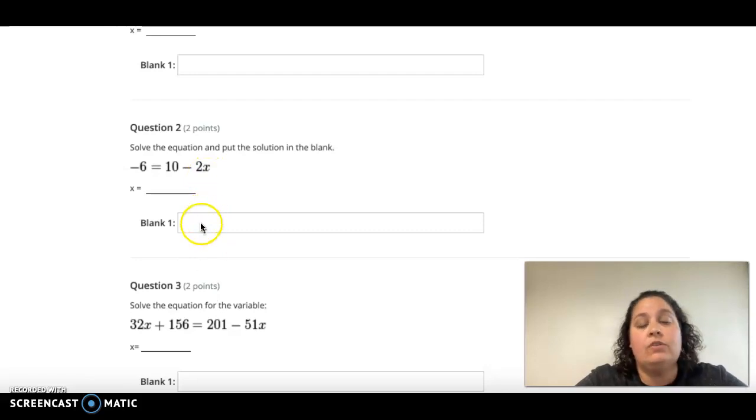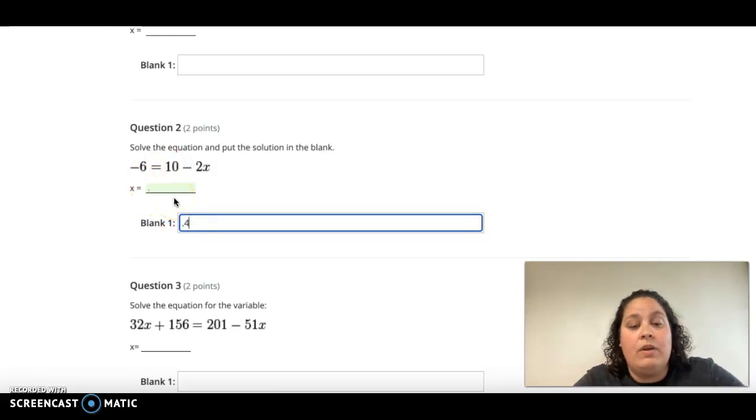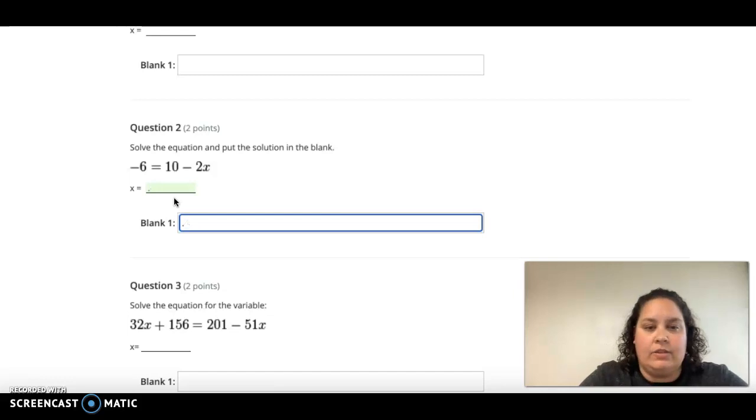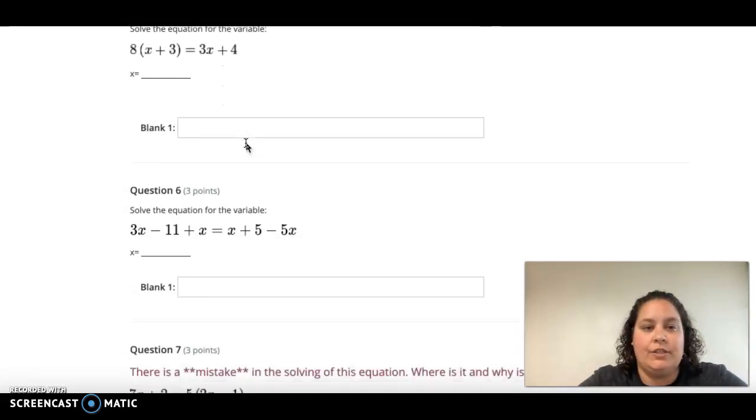So for instance, if you solve this and your answer is x equals 2, you do not have to write x equals because that already says x equals and then blank. All you have to do is write 2. Or if your answer is 5/7, you can write it as a fraction like this. Or if your answer is a decimal, you can write it as 0.45, whatever the answer is, okay? So those are your first 6 questions.